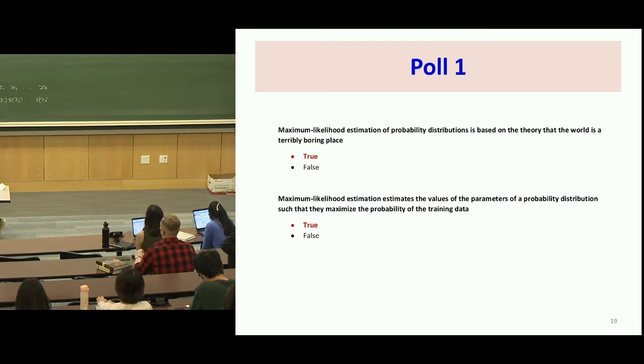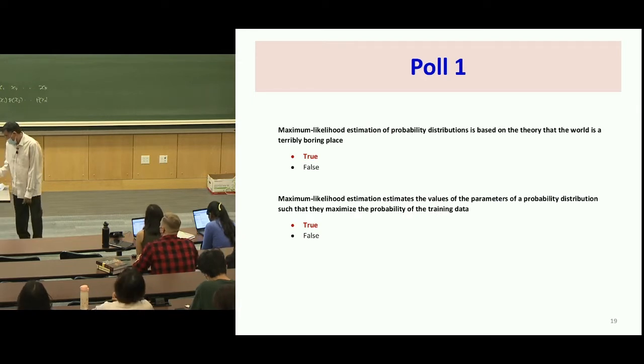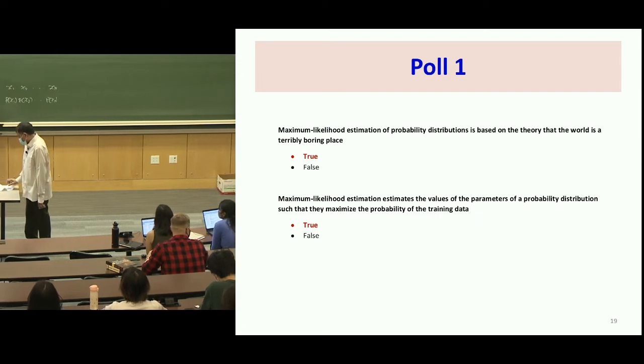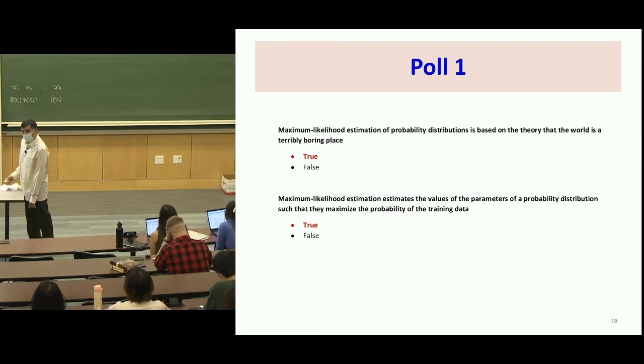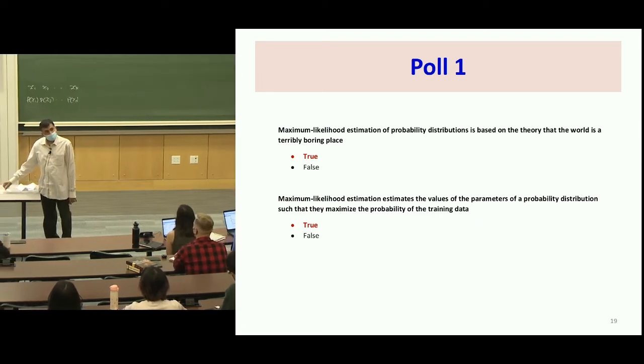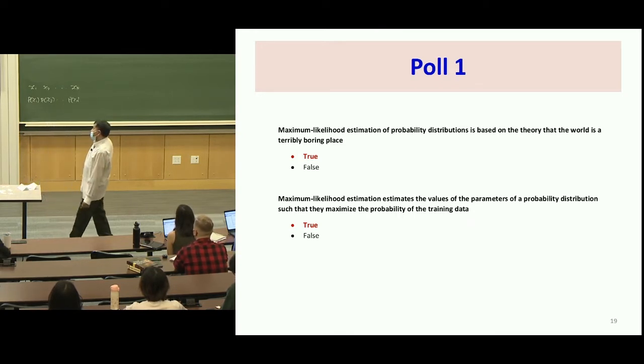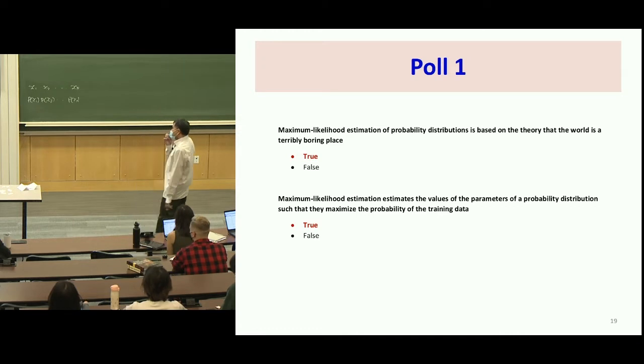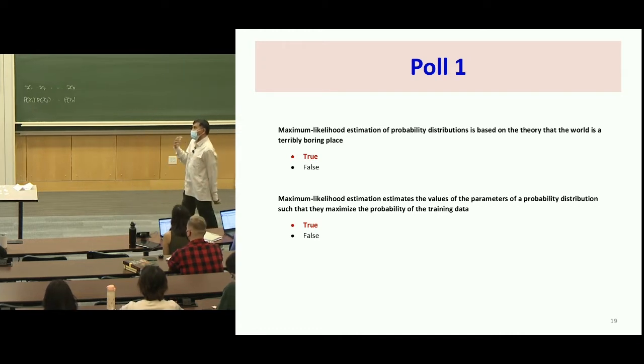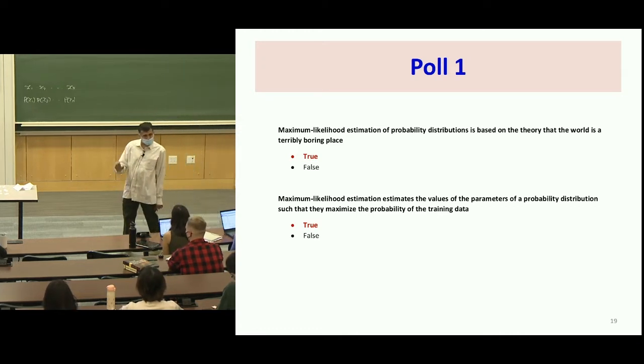All right. So again, to restate this, the maximum likelihood estimation principle literally states that everything you observe in the world is very standard. It's a boring place. And it estimates the values of the parameters of a probability distribution such that they maximize the probability of the training data.